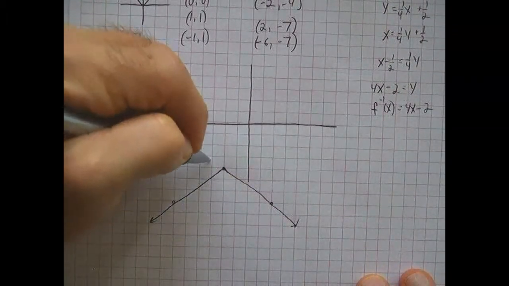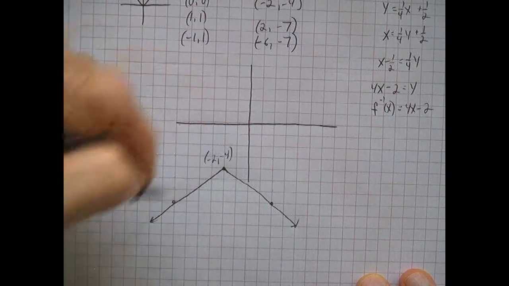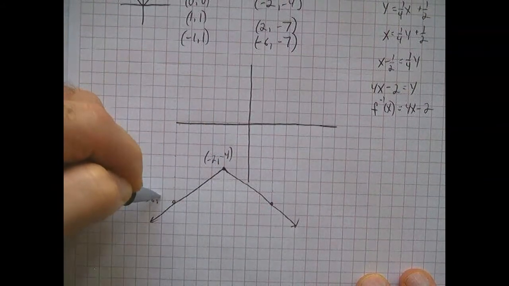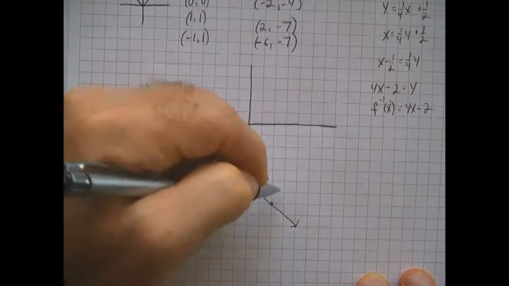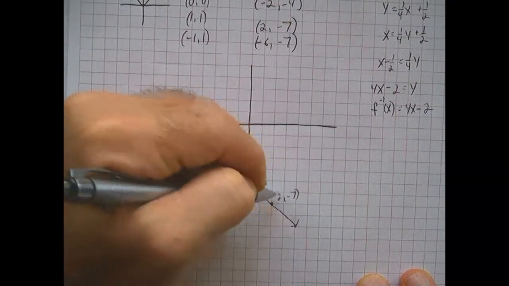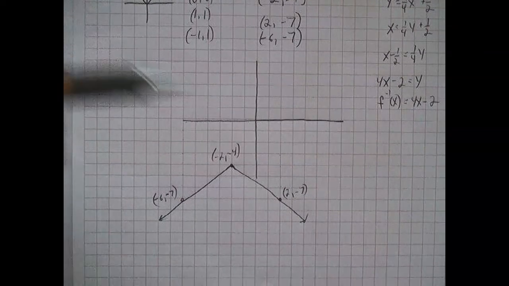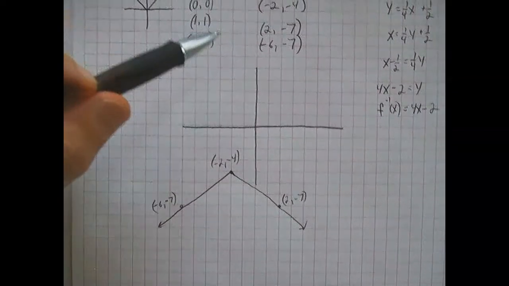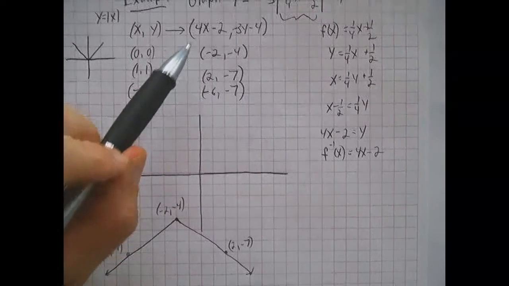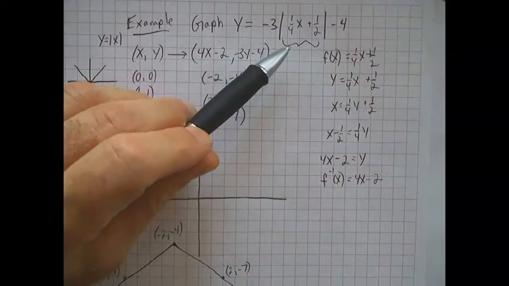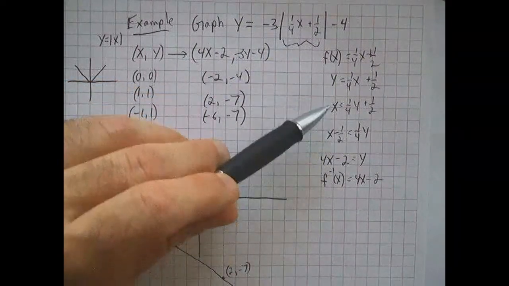So again, this was (-2, -4). This was (-6, -7). And this was (2, -7). The other beautiful thing about this is that if I ask you to tell me the points, you've already done the work. The only real work here is when there's a lot of stuff inside and you have to find that inverse.